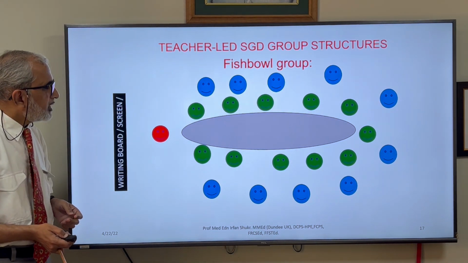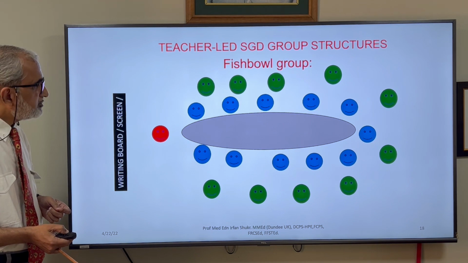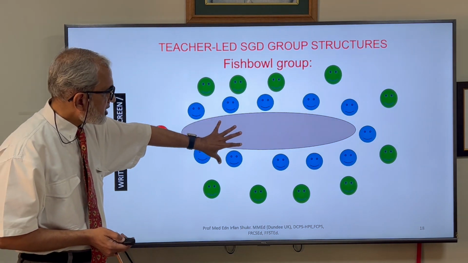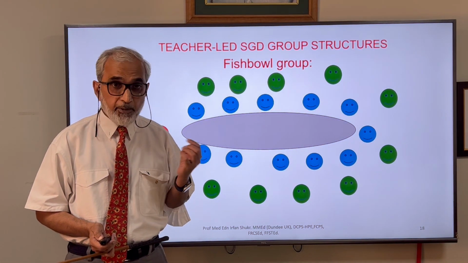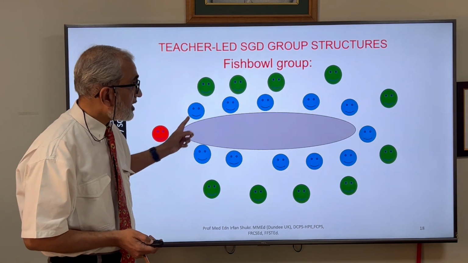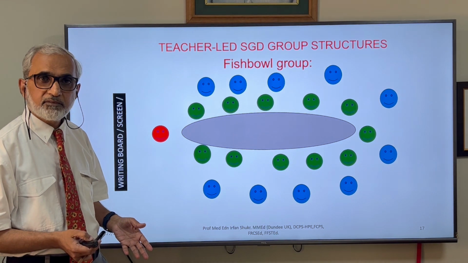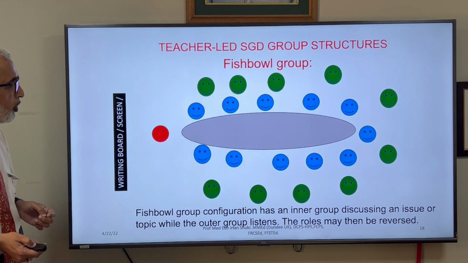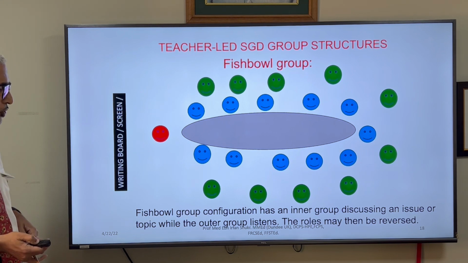What is happening here? This is also a structure by which teaching can occur very well. Can you appreciate what is happening? The students are sitting in two circles, an inner circle and an outer circle. The inner circle is actively participating in discussion by means of buzz group or snowball or any method, and the outer circle is just listening. After some time, they change positions. And once this whole process has finished, then they all discuss. This is called a fishbowl group. In the fishbowl configuration, an inner group discusses an issue or topic while the outer group listens, and the roles may then be reversed.